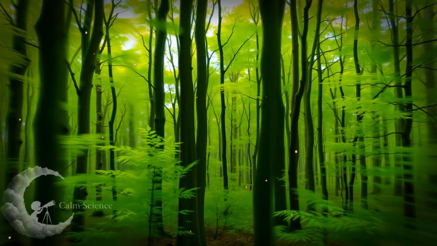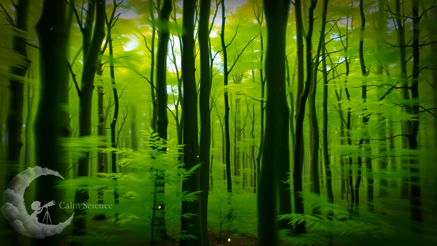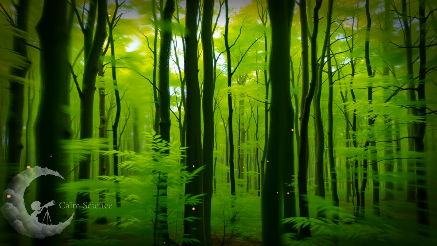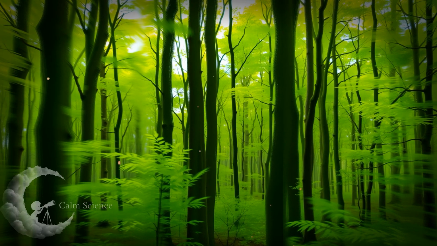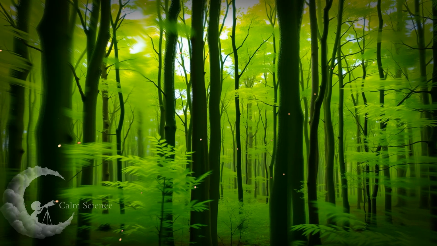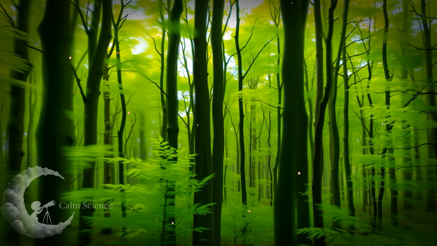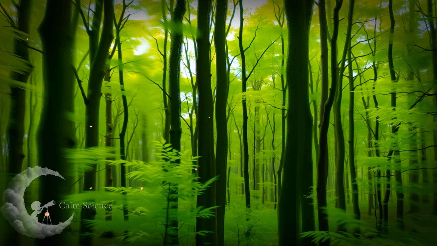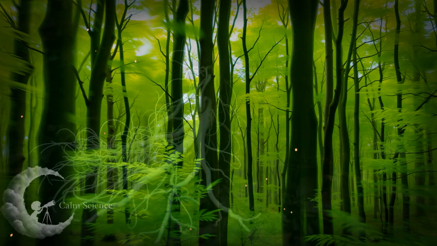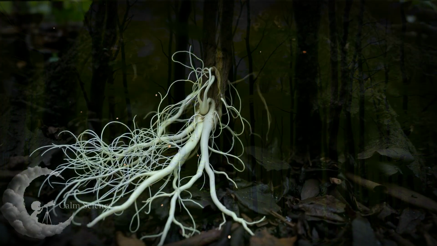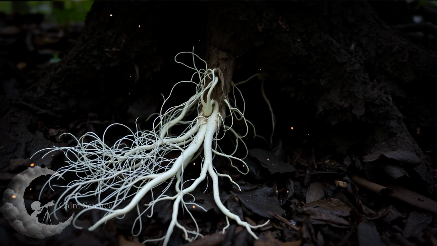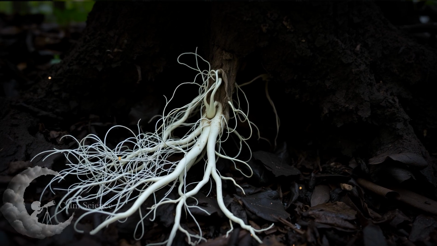This remarkable partnership allows lichens to survive in some of the most inhospitable environments on the planet. In this way, two very different life forms come together to create something new, a resilient and self-sufficient entity that can thrive where neither could alone. You can breathe a little deeper and allow the thought to drift.